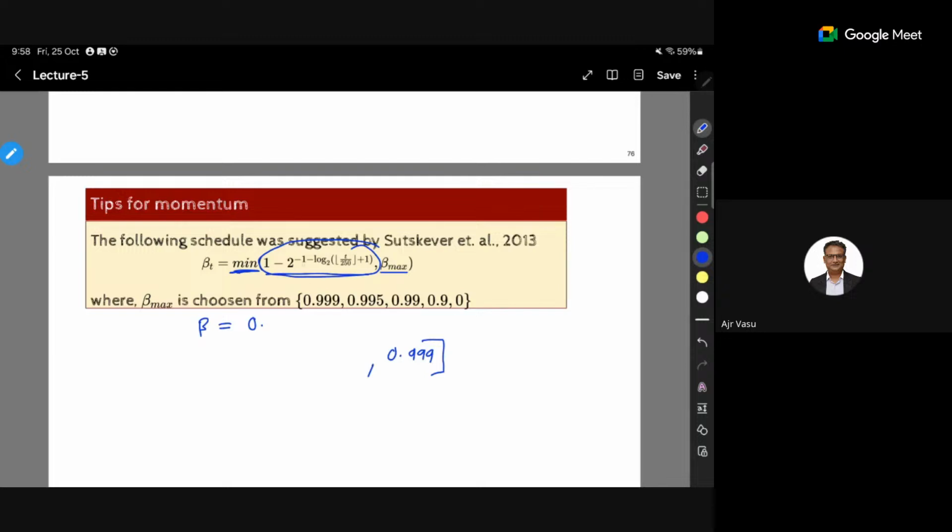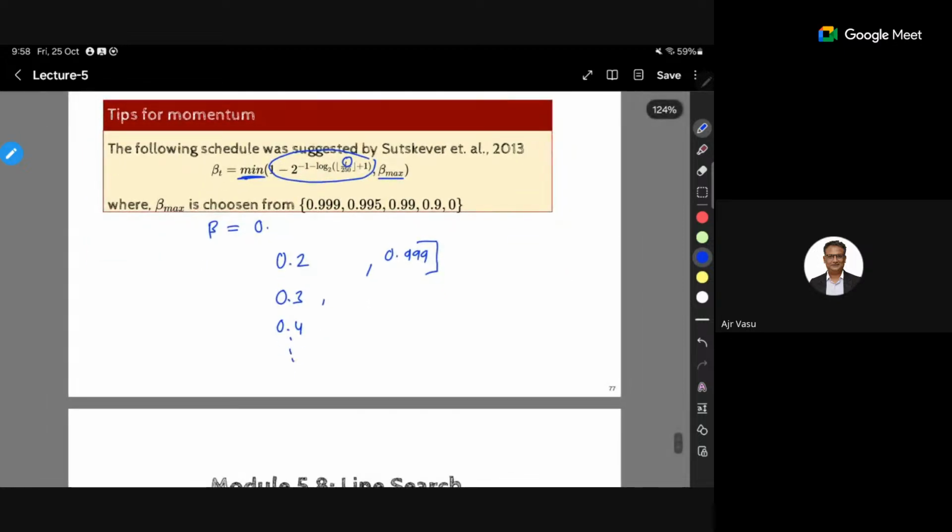So let's say this whole term before the comma is 0.2. Then in the next iteration, because you can see t is here, it will increase, maybe to 0.3, then 0.4, and it will keep going on, and at 0.99 or beyond that, we'll always end up having this guy. So you can say we are increasing the beta as we do more and more iterations.